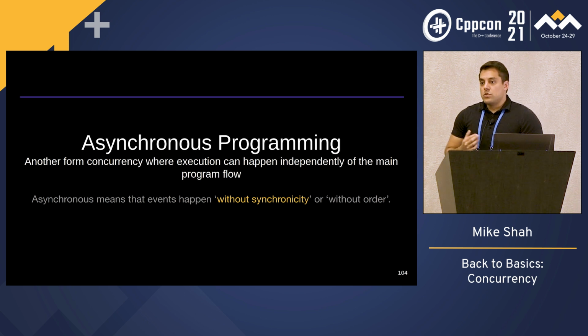So one of our tools might be to think about asynchronous programming. And this is another form of concurrency where execution, again, can happen independently of the main program flow. Asynchronous means a, the first letter, without synchrony, okay? So without ordering in some sense, right? We can have a separate flow of execution.